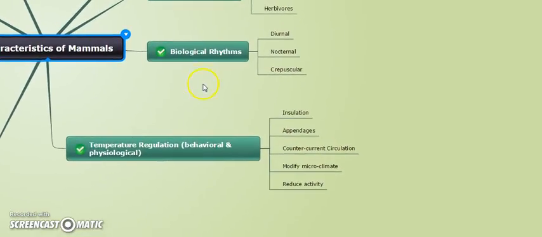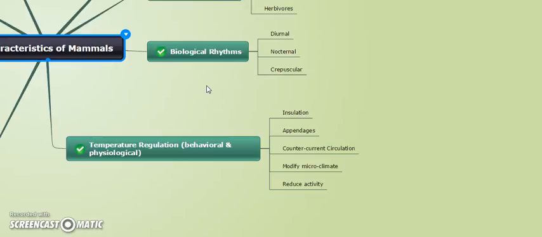Temperature regulation, they have insulation, usually involving hair. Appendages, longer appendages, means that they usually use those for getting rid of excess heat. Countercurrent circulation is a method of circulation that essentially keeps most of the blood in the core and brain, but not so much to the extremities.